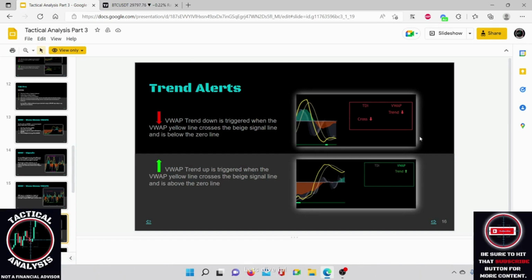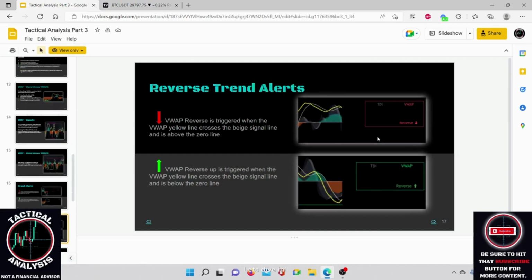Using these confluences, and they are side by side, gives you better confidence in your trades, okay? The reverse trend alerts are triggered when the VWAP yellow line crosses the beige line and is above the 0 line. And the reverse up is triggered when the VWAP yellow line crosses the beige signal line below the 0 line. So just in reverse, same thing in reverse, red and green, right? Same thing over and over again, just like the way we view our conditions and confluences to make our entries, okay?